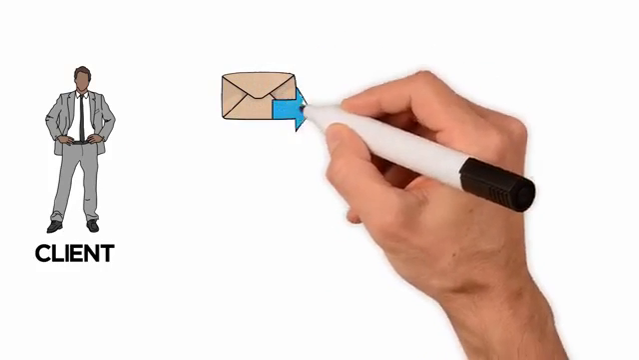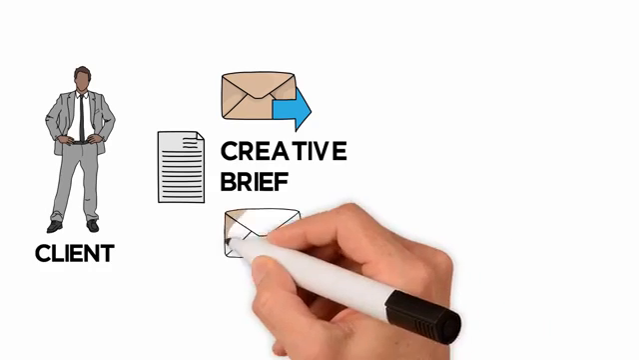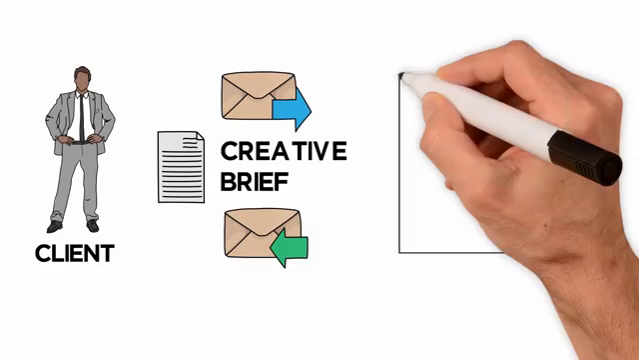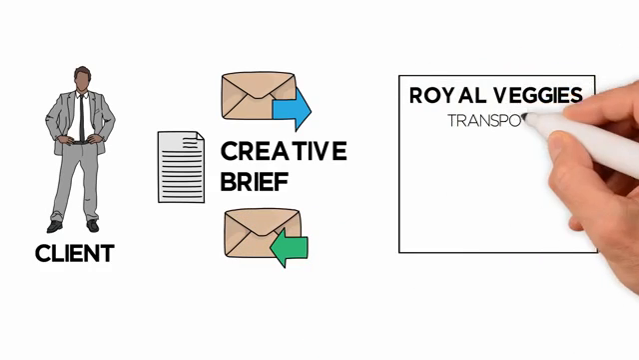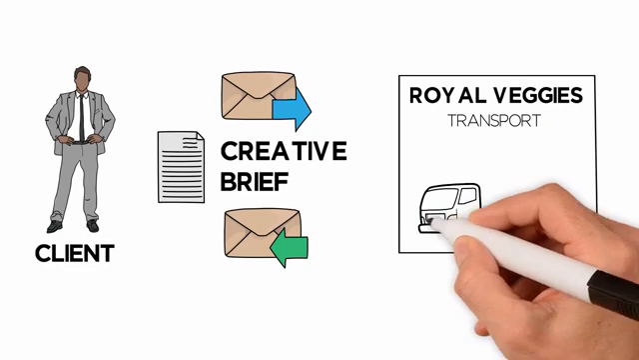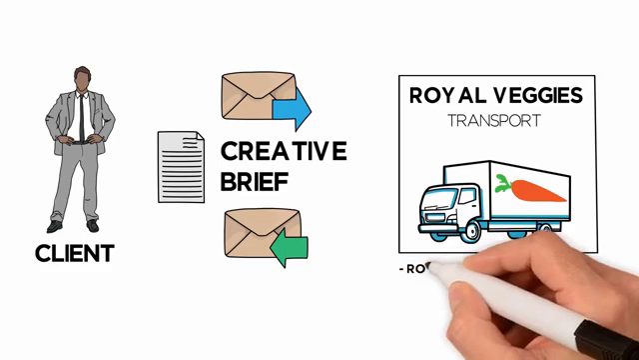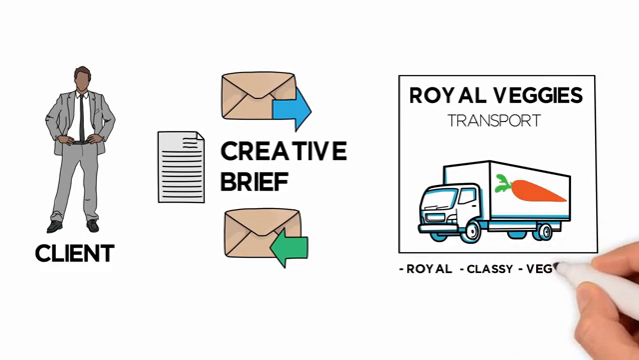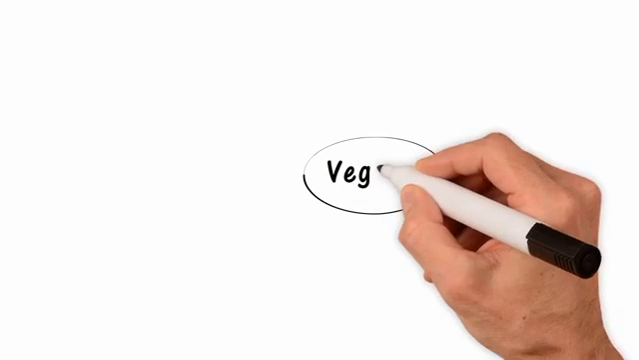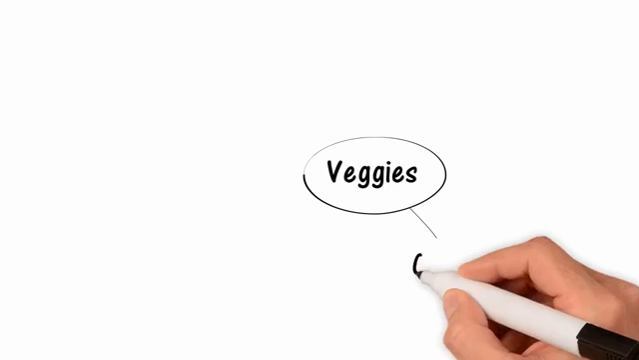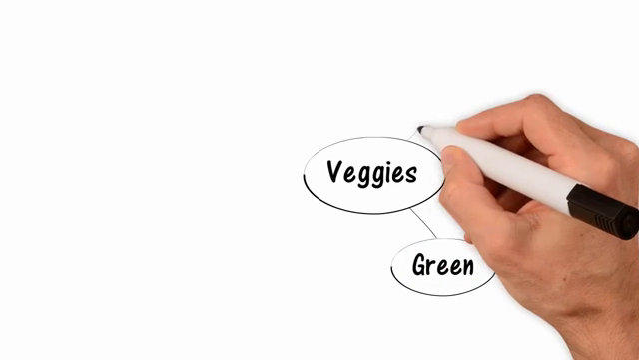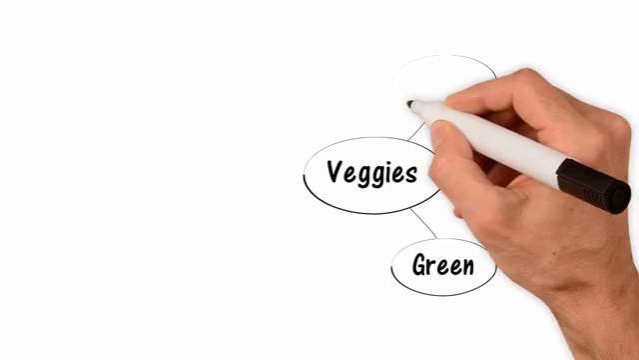Let's use a client as an example. After sending him the creative brief document, he responded with the information needed. The company name is Royal Veggies Transport. It's a transport company of vegetables, with controlled temperature. The client wanted something elegant and classy. At the same time, the logo needs to reflect the veggies aspect. To achieve that, we will use the logo's main keywords to extract some unexpected ideas. This is what we call mind mapping.